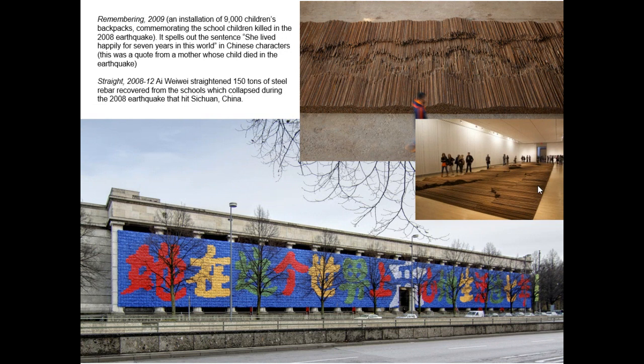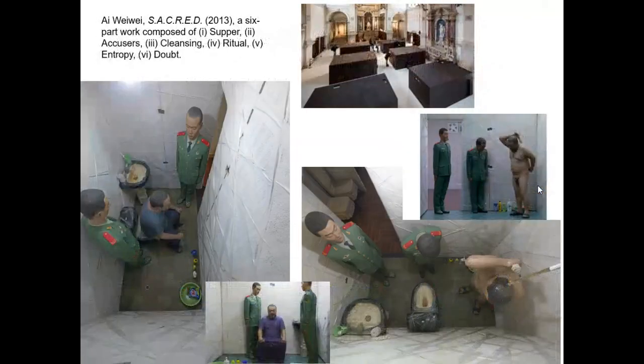That's also what's happening with Remembering from 2009, which is constructed entirely out of children's backpacks of different colors, but it spells the sentence, "She lived happily for 7 years in this world," which was a quote from one of the mothers of one of the children who died in the earthquake. So he's definitely using his art as a form of social protest against an oppressive government. You can see in these works that are all based on his direct experience of his incarceration.